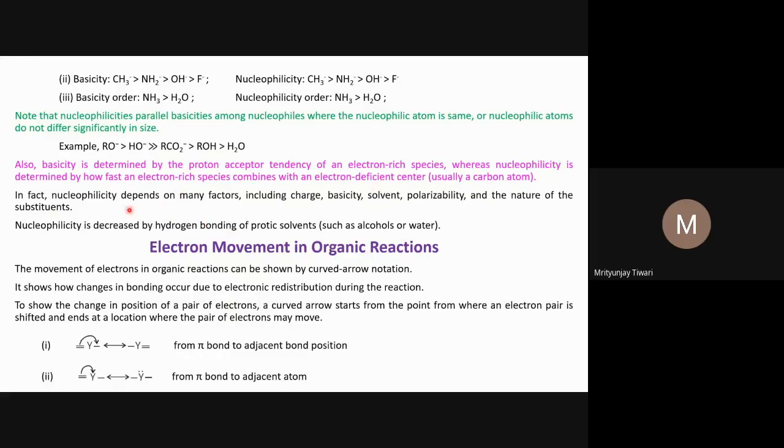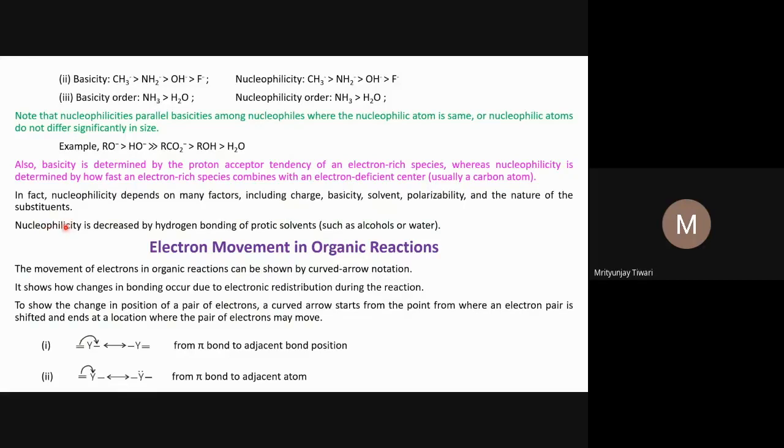And usually what happens, nucleophilicity is decreased by hydrogen bonding of polar protic solvents, and the protic solvent examples are water and alcohol. These are polar solvents and they are also protic solvents because they can provide protons, since they have a polar OH bond. The alcohols or water, even liquid ammonia, is a polar protic solvent. So these are solvents which can provide H plus ion to an electron rich species. Nucleophiles usually are electron rich, so they are also bases.